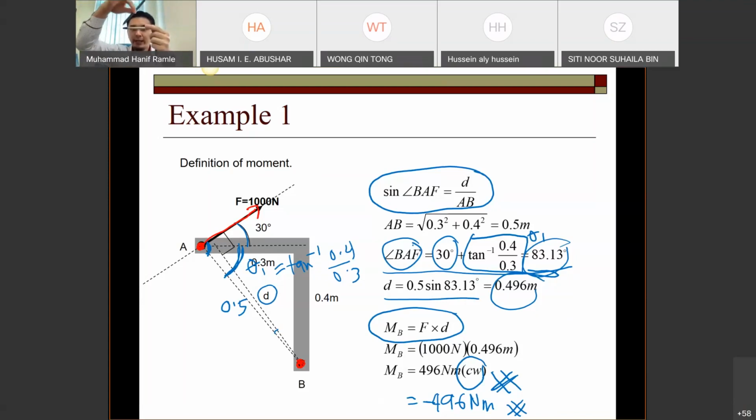Basically, if you have this force at this direction, this is your force, 1000 Newton. We are trying to pull this rigid body. Let's say I'm pulling this rigid body, with point B fixed, meaning that we fix at this point B. If you are pulling at point A like this, this L-shaped rigid body will rotate like this.